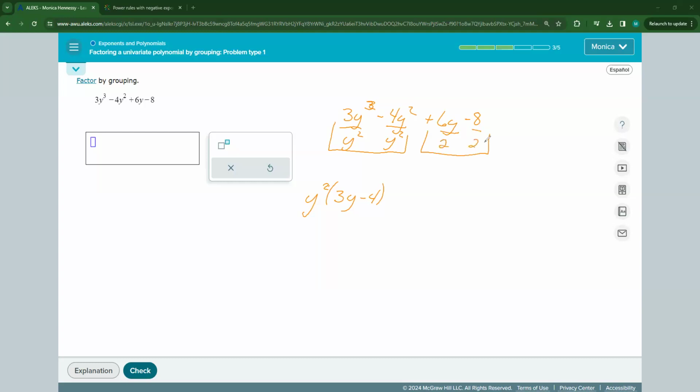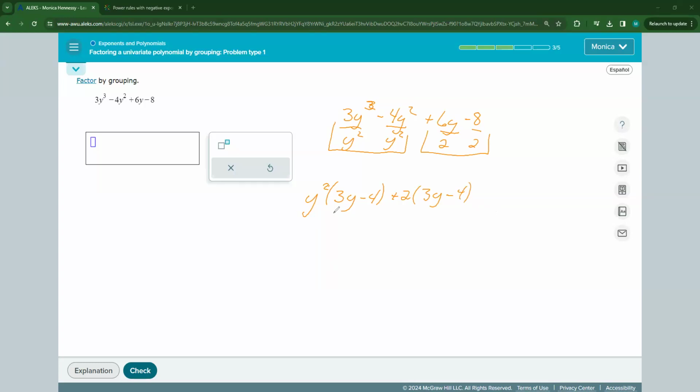The second group, they're even, so I'm going to take out a 2. If there is nothing that you can take out of them, it's like what I do with the coefficients when I don't have any numbers, I have to take out a 1 if there wasn't anything to take out. So I'm taking out a positive 2. And 6y divided by 2 is 3y. Negative 8 divided by 2 is minus 4.